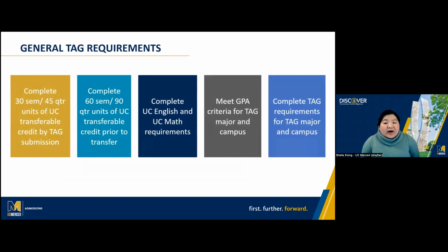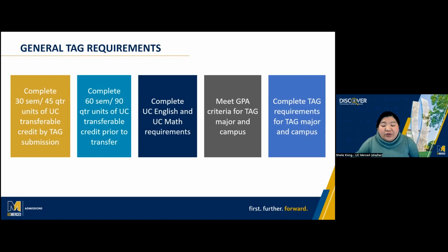All right. Now, while TAG requirements do vary by major and by campus, students interested in a TAG generally need to complete the following requirements to be considered for a TAG. In general, if you are planning to submit a TAG, you need to complete at least 30 semester or 45 quarter units of UC transferable credit by TAG submission. Basically, what that means is when you are about to submit your TAG application to that TAG campus, you need to have 30 semester or 45 quarter units completed with grades. The next general requirement is that you must complete 60 semester or 90 quarter units of UC transferable credit prior to transferring. So in order to fulfill the TAG requirements, a total of 60 semester or 90 quarter units must be completed for the TAG.